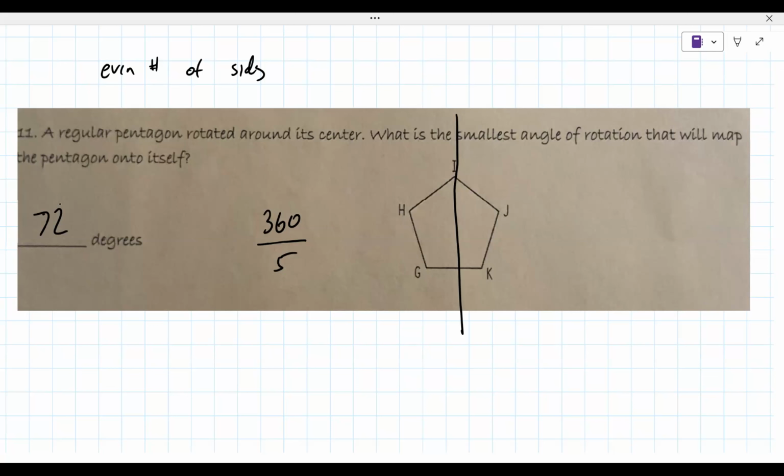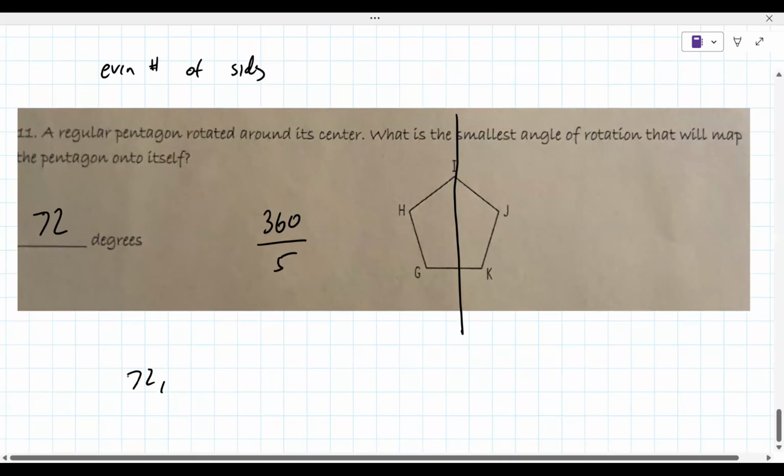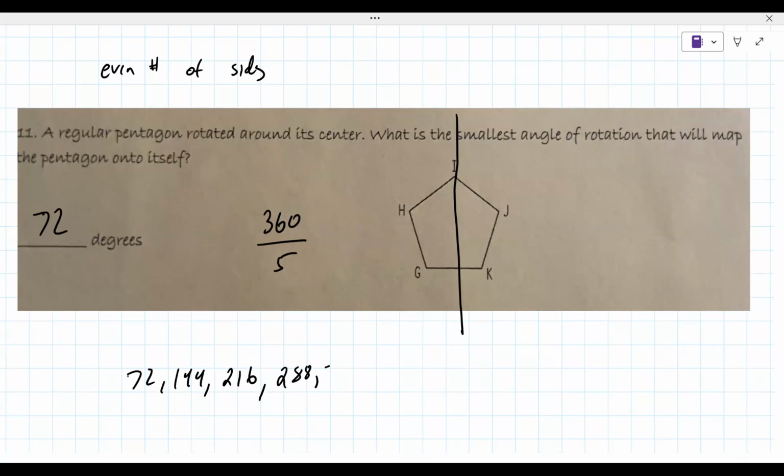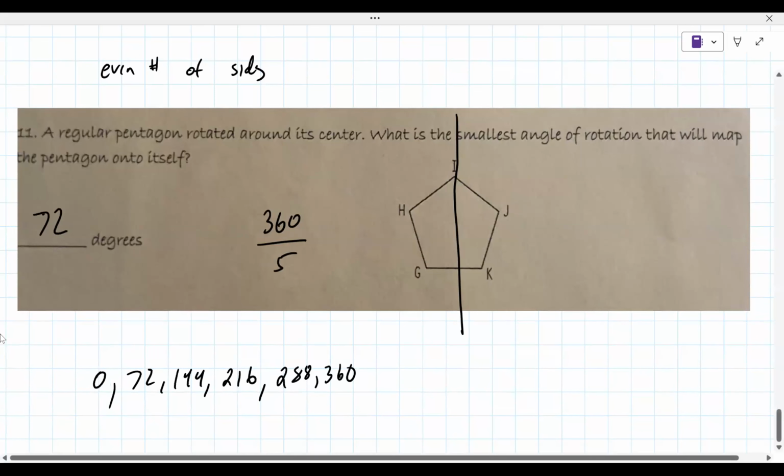Then the multiples of 72. So hopefully you got those down: 72, 144, 216, 288, and 360. I don't know if the 0 counts. And it does have that line symmetry.